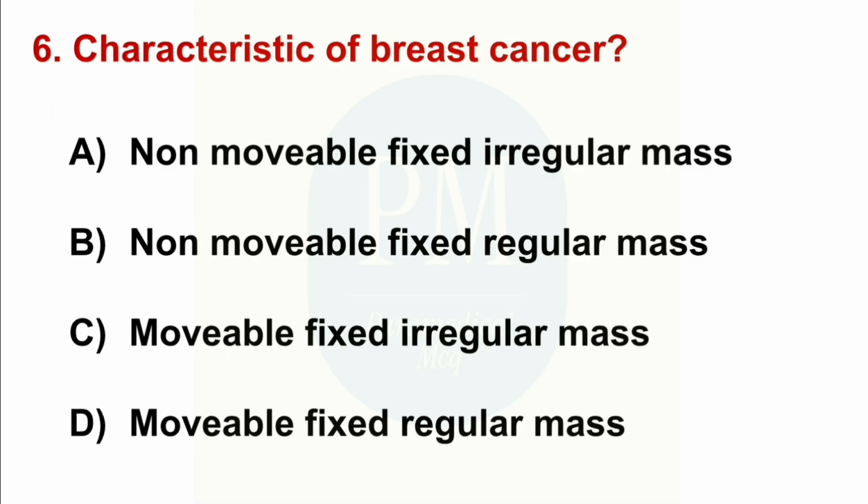Characteristic of breast cancer. Option A: non-movable fixed irregular mass. Option B: non-movable fixed regular mass. Option C: movable fixed irregular mass. Option D: movable fixed regular mass. The correct option is option A: non-movable fixed irregular mass.